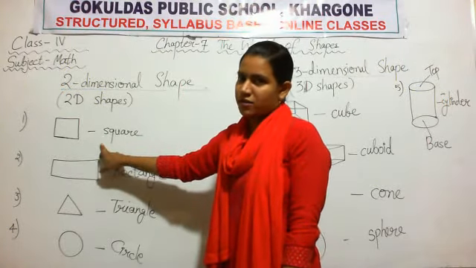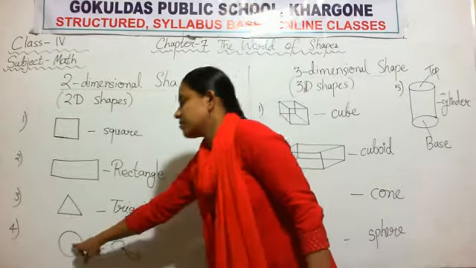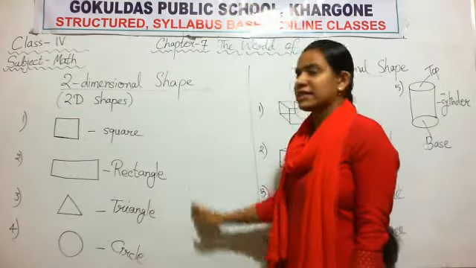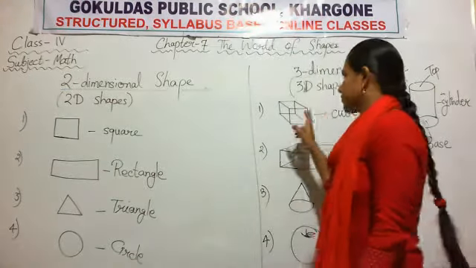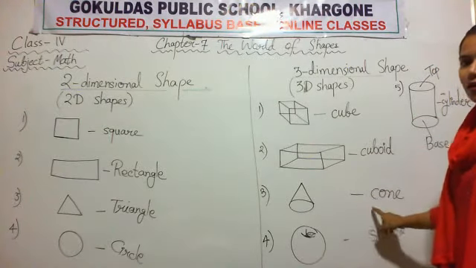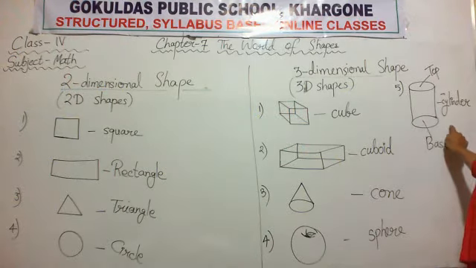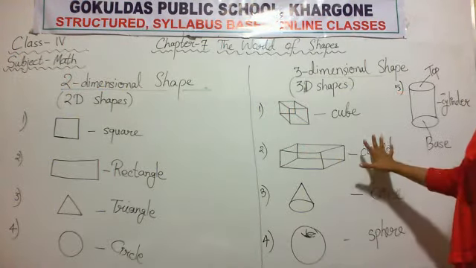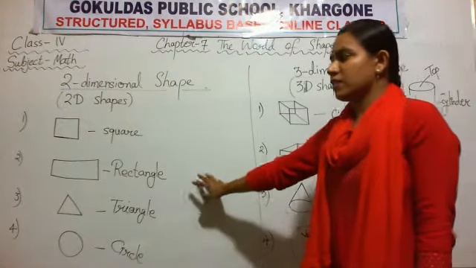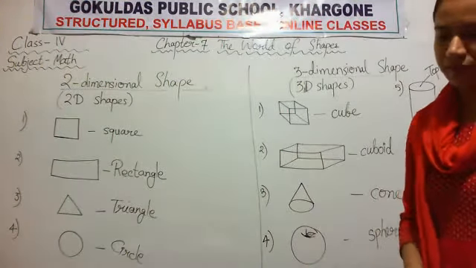Square, it is flat. Rectangle, flat. Triangle, flat. Circle, flat surface. All these are 2D shapes. 3D shapes: cube, cuboid, cone, sphere and cylinder. 5 3D shapes we have discussed and 4 2D shapes.